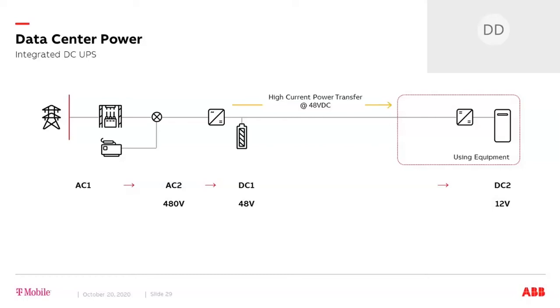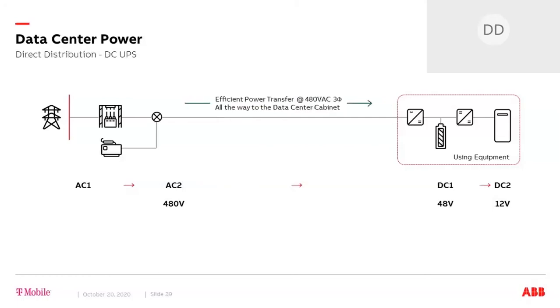Now power can be moved around the facility at the much more efficient 480 volts AC level, but only converted to 48 volt DC once it's very close to the using equipment. This minimizes the transmission losses as well as reducing the number of conversion steps in the overall system. As we said earlier, each conversion step incurs a small amount of loss, and it's the power engineer's job to make sure that these losses are minimized.